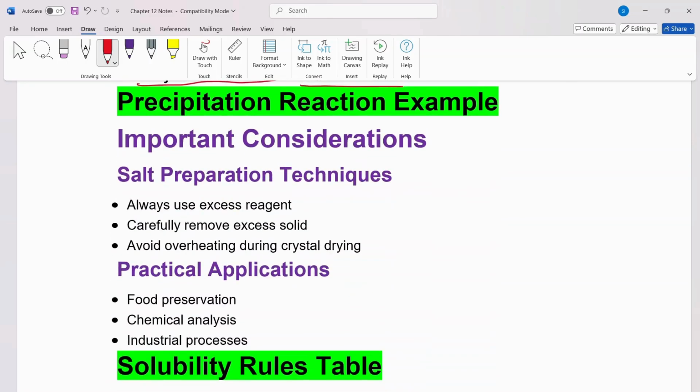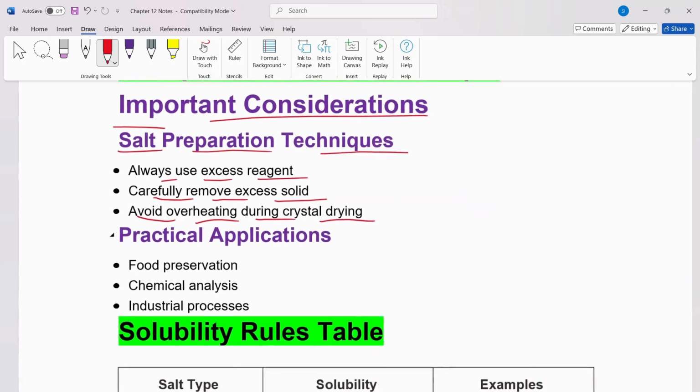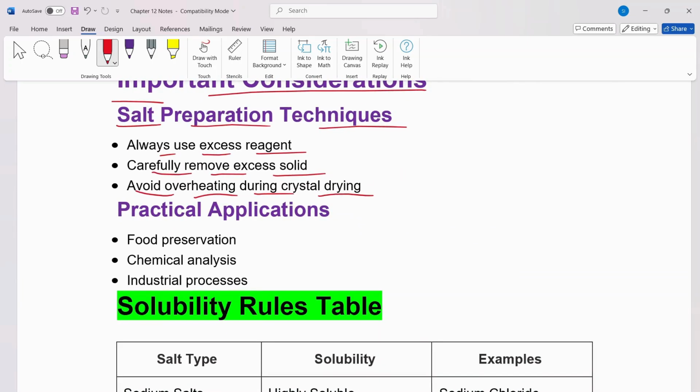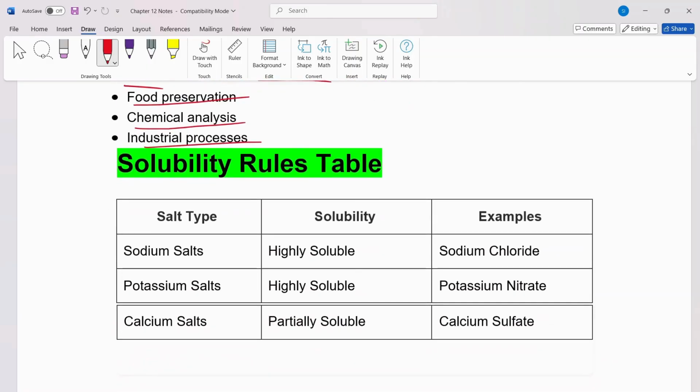Some precipitation reaction examples. Important consideration, salt preparation techniques such as always use excess reagent, carefully remove excess solid, avoid overheating during crystal drying. Practical applications: food preservation, chemical analysis, and industrial processes.